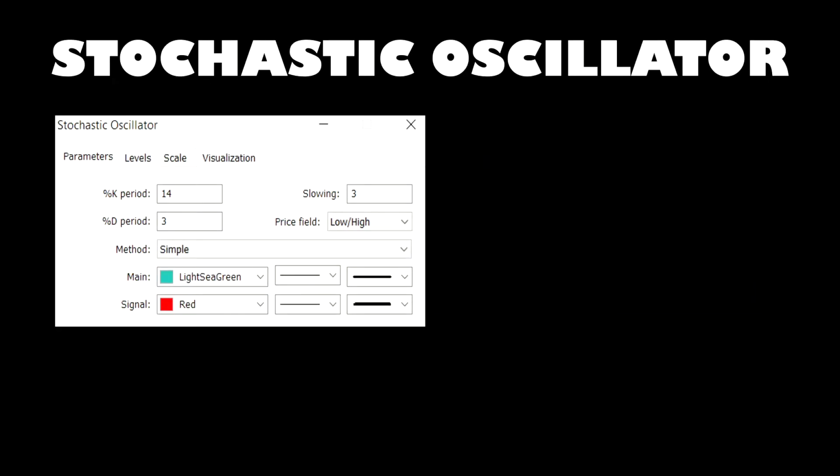Depending on your platform, you may get an array of settings to choose from, so we'll just go through some of them here. Firstly, we of course have the amount of periods you want the indicator to look back at for each of the percentage K and percentage D lines. I've seen a quicker percentage K line of 5 periods or 10 periods used in a few stochastic strategies for something faster responding than the traditional 14.